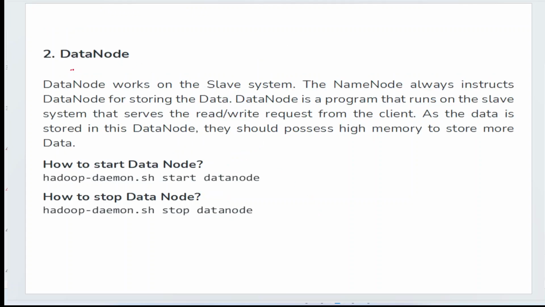And the next one is the data node. What about the data node? The data node works completely on the slave system. And the name node always instructs the data node on how to store my actual data.